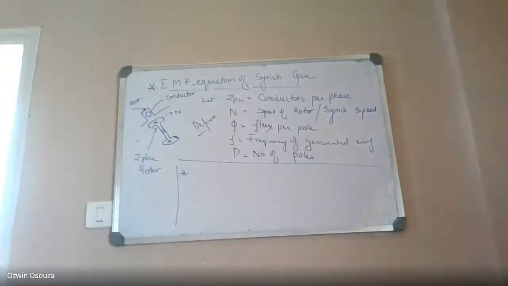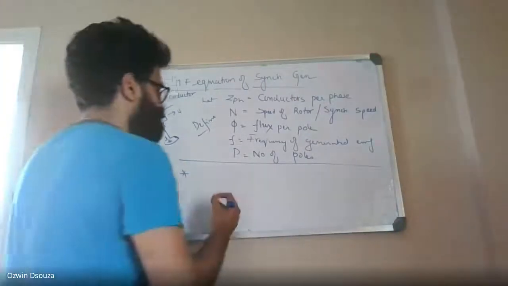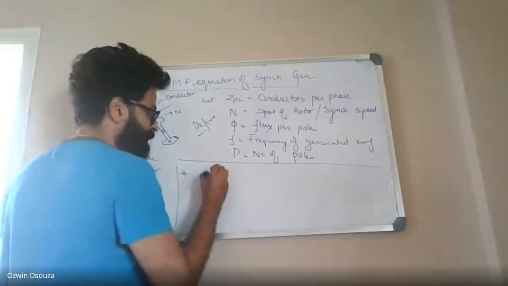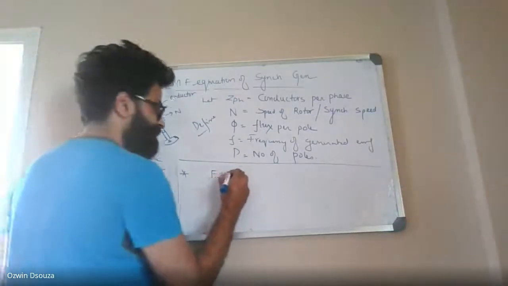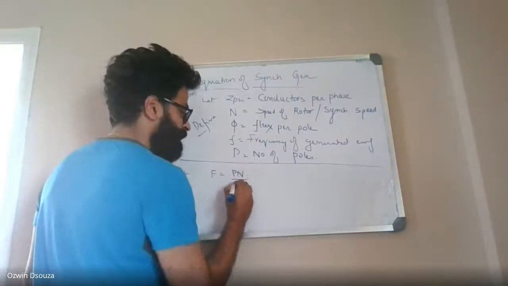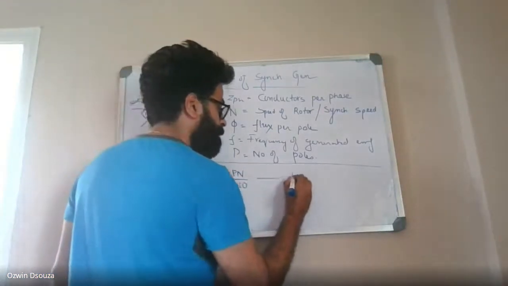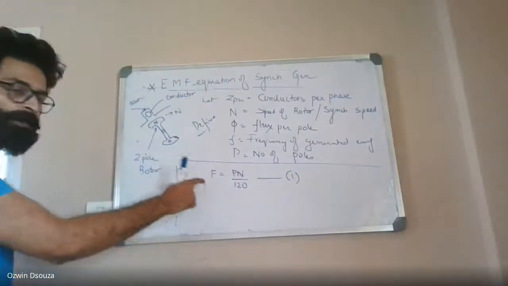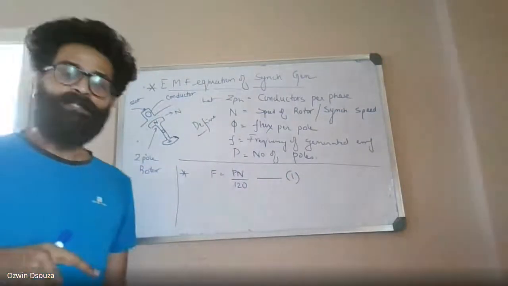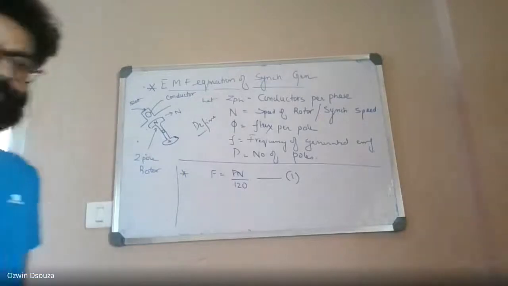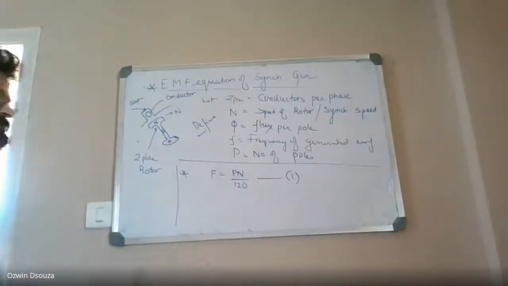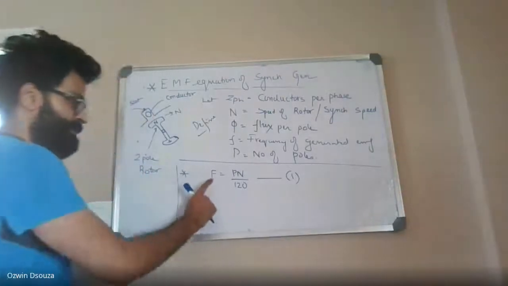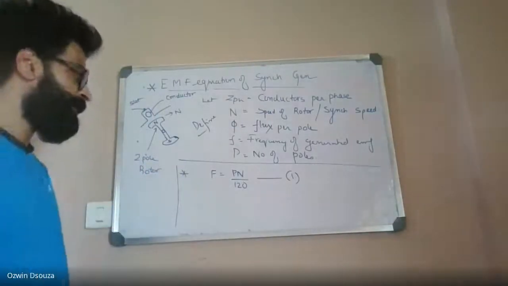Then you can say that the frequency of induced EMF can be given as F is equal to Pn divided by 120. We have already derived this particular expression in the previous class. Those who have missed it can refer to lecture 2 of module 5. So induced EMF frequency is F is equal to Pn by 120.